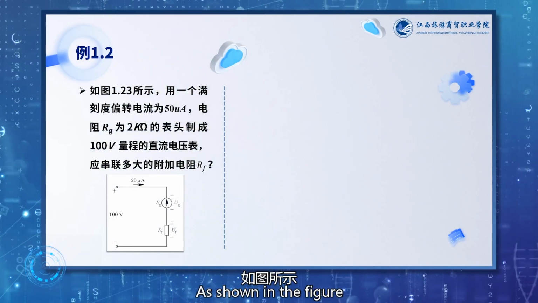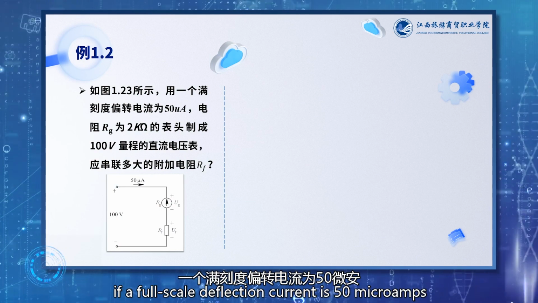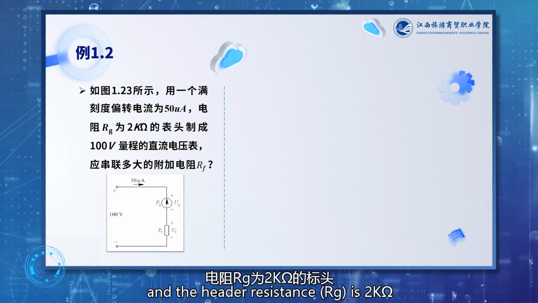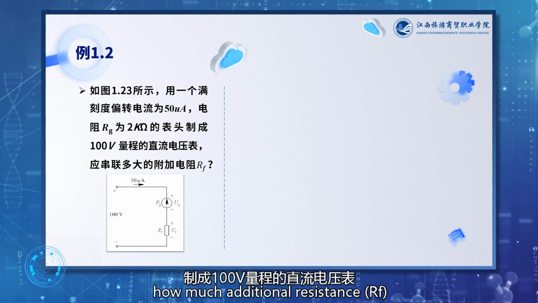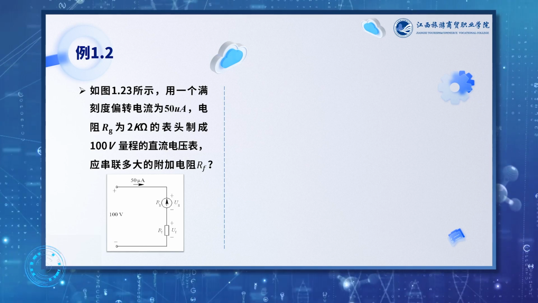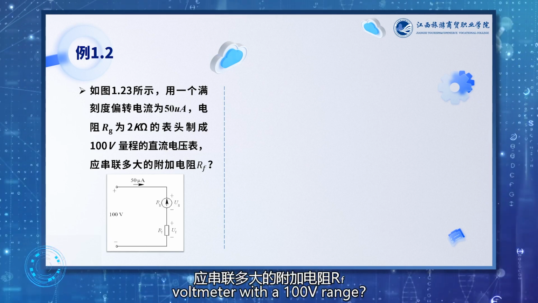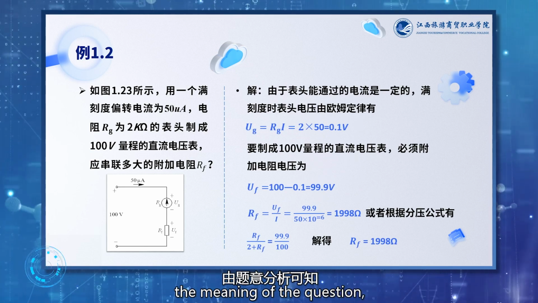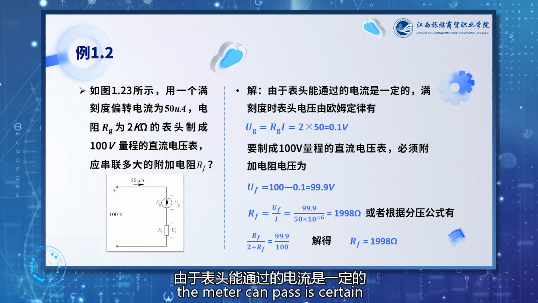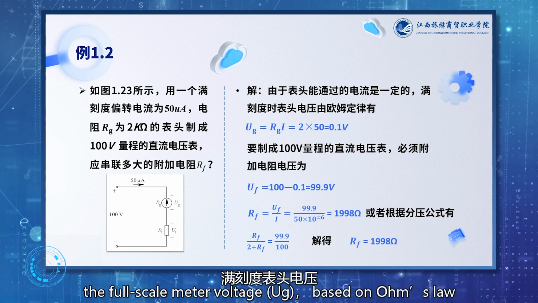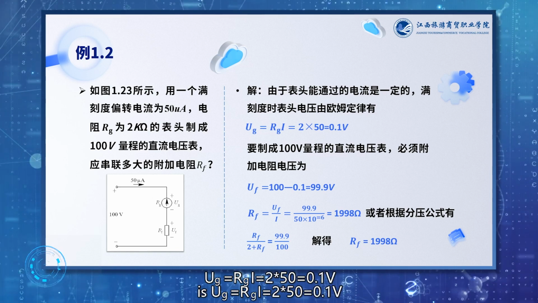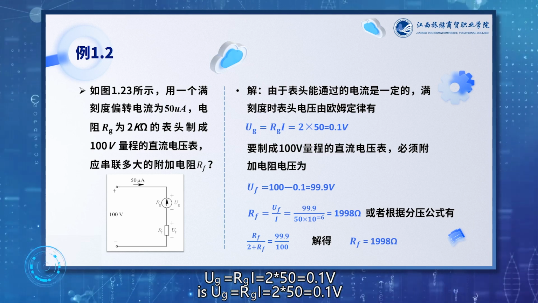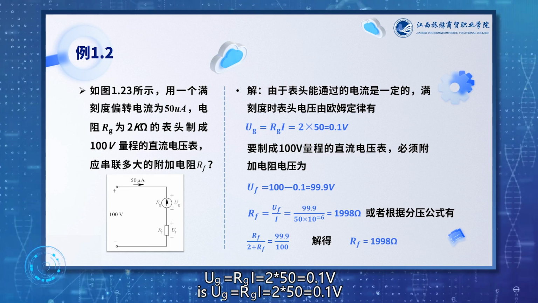For example, as shown in the figure, if the full-scale deflection current is 50 microamps and the meter resistance Rg is 2 kilo-ohms, how much additional resistance Rf should be connected in series in order to create a DC voltmeter with a 100 V range? According to the analysis of the question, because the current that the meter can pass is certain, the full-scale meter voltage based on Ohm's law is Ug equals Rg times I equals 2 times 50 equals 0.1 V.